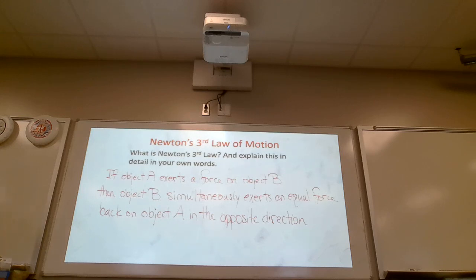Definitely a mouthful. Not as easy to remember as for every action there is an equal and opposite reaction. You can kind of see where that comes from, but this is definitely more complete. Good with that? Okay. So the rest of the day is just unpacking this.